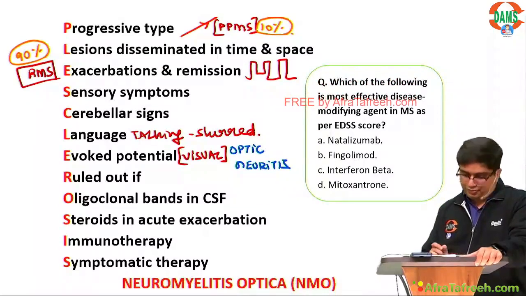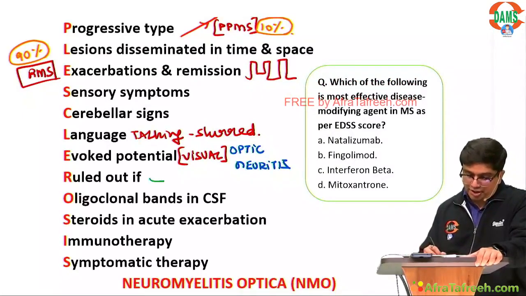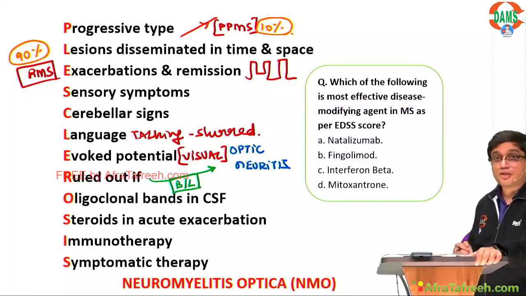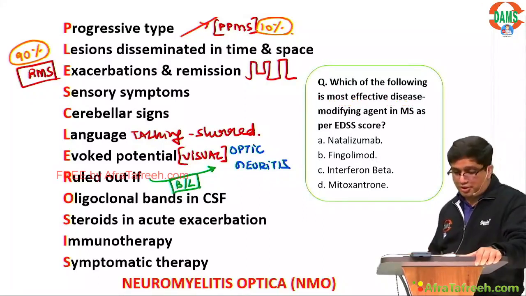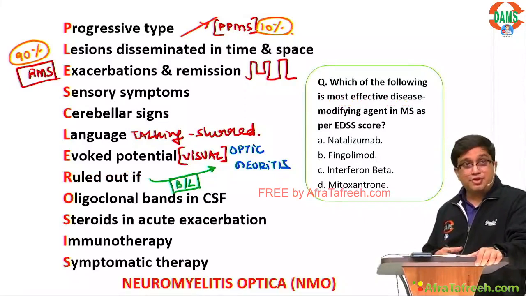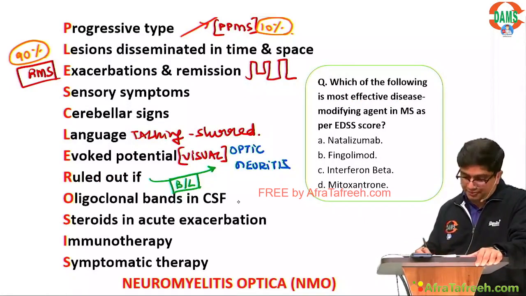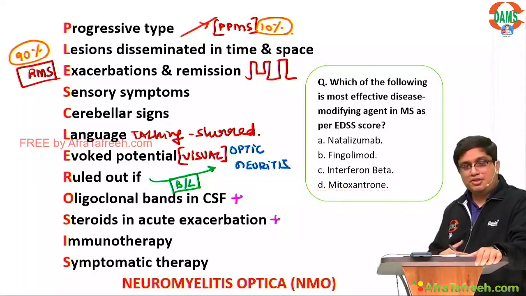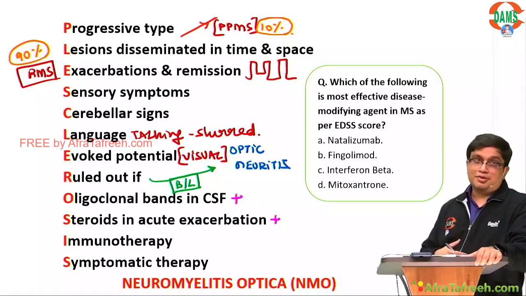Rule out if what? If the optic neuritis in the patient is bilateral. There is a condition in which you will have a bilateral optic neuritis, who is a younger brother of multiple sclerosis. I'll talk about that also. In these patients, we got oligoclonal bands in the CSF. Steroids are generally given in the acute attack, in the acute exacerbation. Symptomatic therapy is given and immunotherapy has to be given.